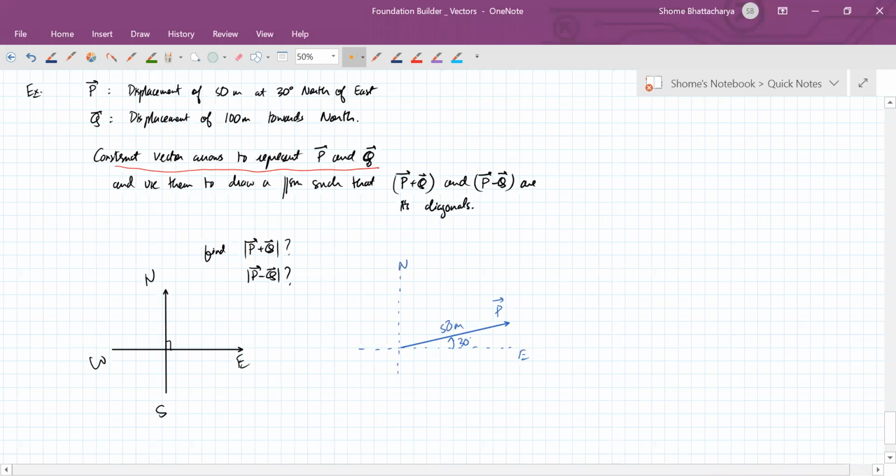Okay, like this. And similarly, now how should the vector Q look like? Now that's very easy. The vector Q should just look like a vector towards north. So 100 meters magnitude.